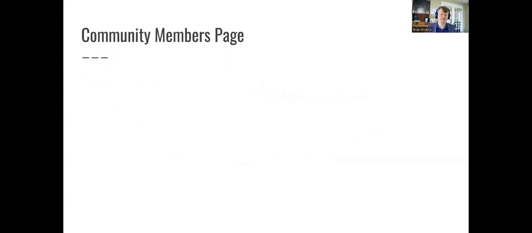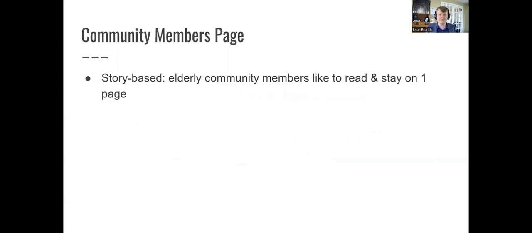Now for the community members page, this one can be story-based. Elderly community members like to read and stay on one page. We had one tester who was elderly and he never wanted to leave a page. Before he left a page, he would read it over 2-3 times trying to find information. So this would be a one-stop shop for elderly community members, a place where they can go to find everything that they need. It would include decorative and emotional photos.